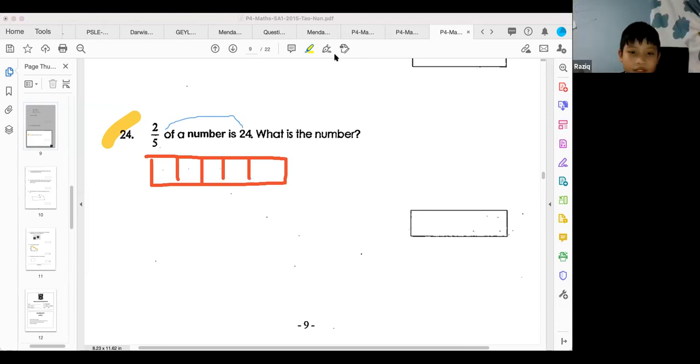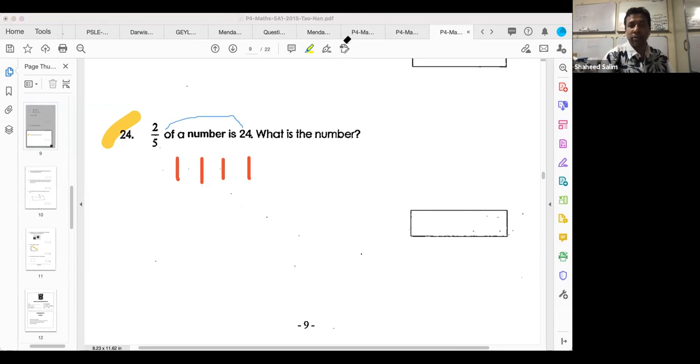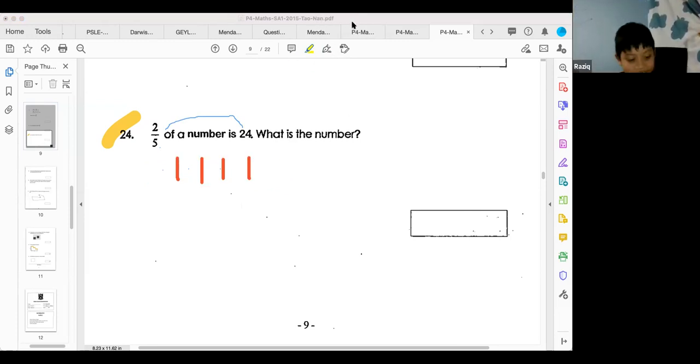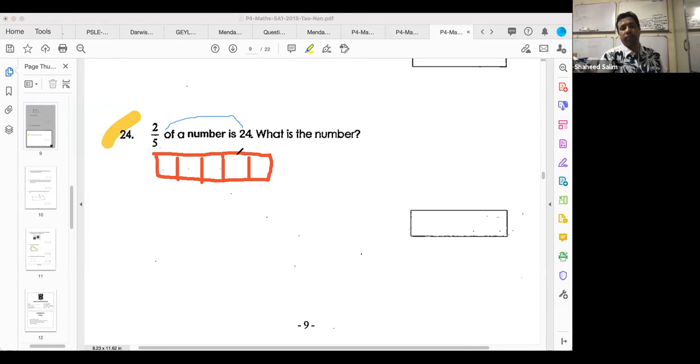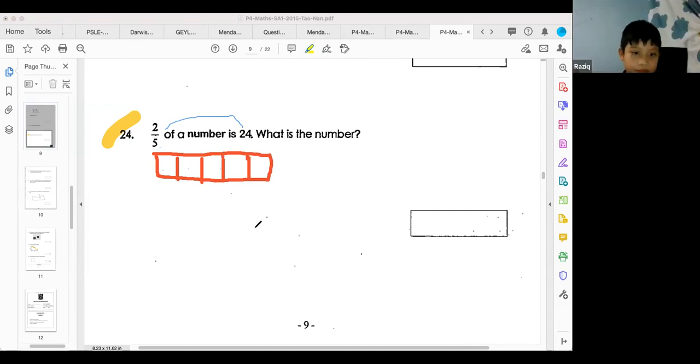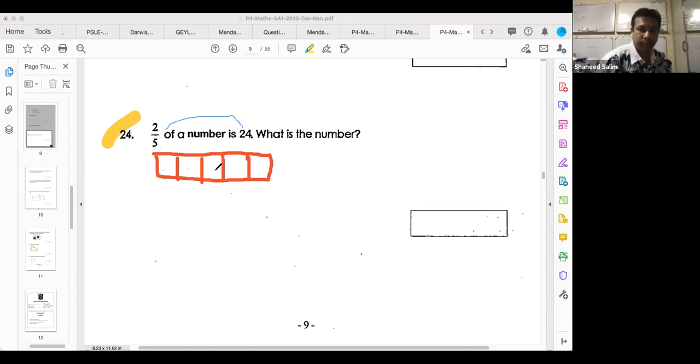Imagine they are the same size, I didn't draw it well. Okay, come. Shade, which one is 2/5? Come on, it's 1 minute more. Yes. Good. Wait. 1, 2. Okay, that is equal to 24.